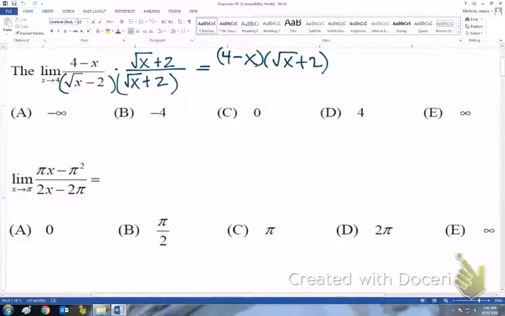So first would just be what? X. Outside and inside cancel, so I'm not even going to look at those. And then last, what's last? Negative 4. Beautiful.